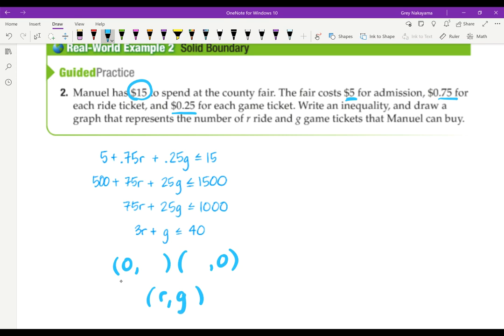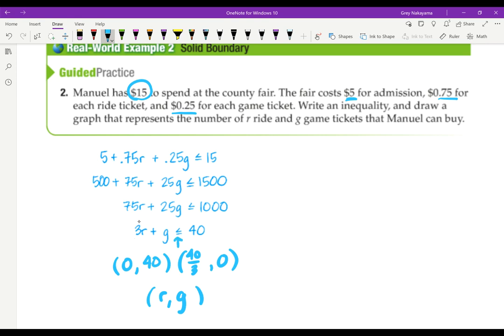So this first one here, I'm plugging in 0 for R. And if I plug in 0 for R, then G is, of course, going to be 40. And on the next one, if I plug in 0 for G, that's what that is, then R is going to be 40 over 3, which is just a little bit more than 13. So you plot those 2 points, connect them with a solid line, and then I'm going to shade.